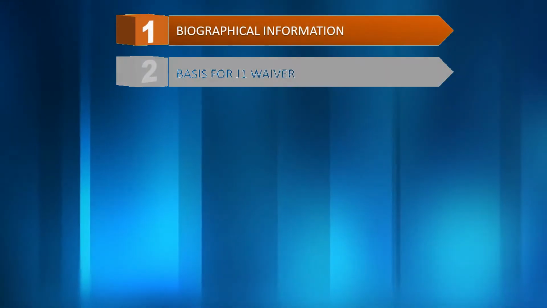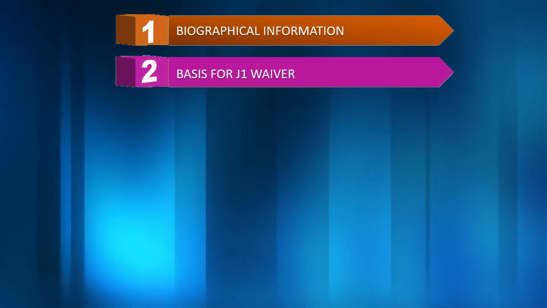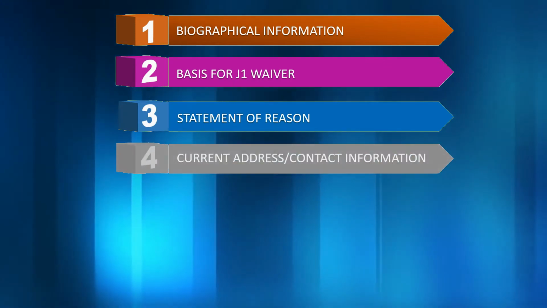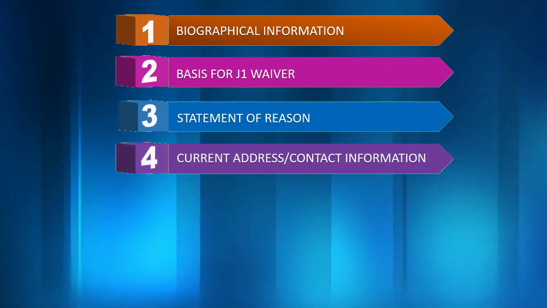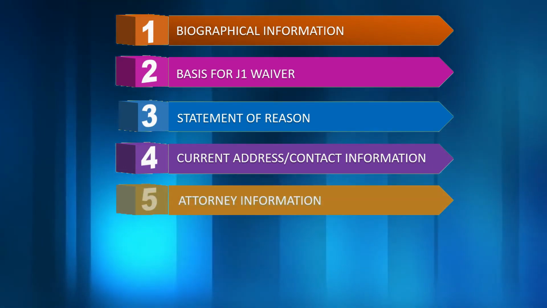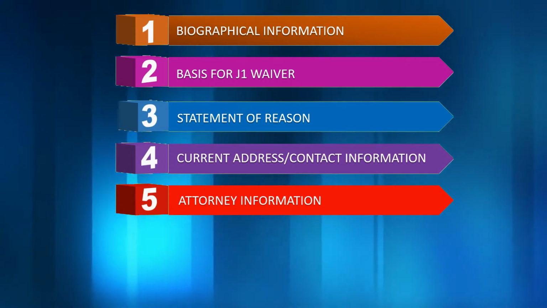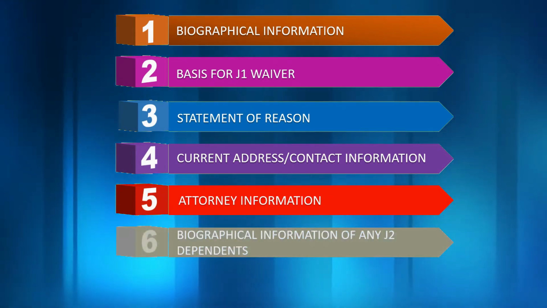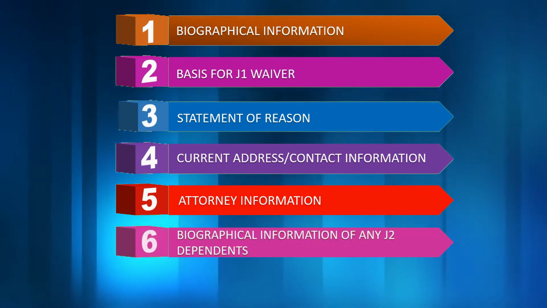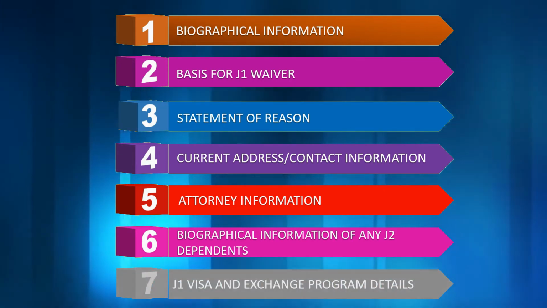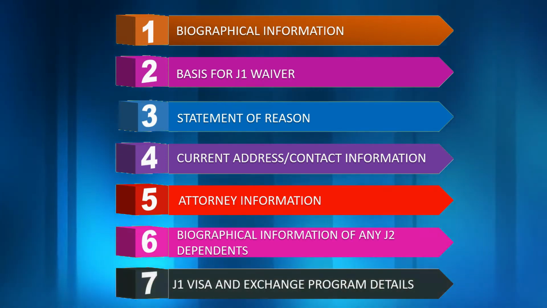Now, when completing this Form DS-3035, you're going to be providing information such as your biographical information, the basis for which you're applying for a J1 waiver, a statement of reason explaining why you want to remain in the U.S., a current address, contact information, and your most recent U.S. address. You're also going to provide information about any attorneys or legal representatives who are assisting you with the J1 visa waiver process. And if you happen to have any J2 dependents, you're going to provide the biographical information of each of your J2 dependents and also provide information about your J1 visa waiver and your J1 exchange program.